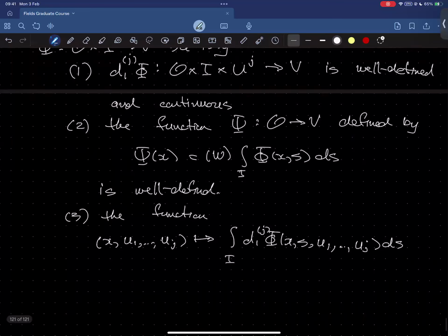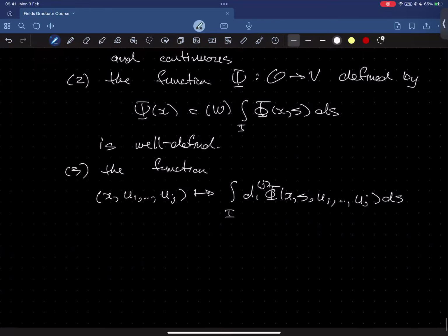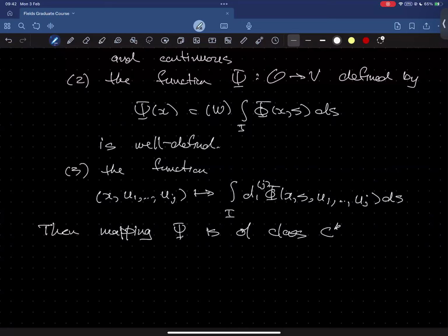All of these things being true, if you look back to your classical analysis course, you'll have a theorem that looks very much like this, and the conclusions are also very much like your classical analysis course. So the mapping psi is of class CK, and its derivatives are the integrals of the derivatives.